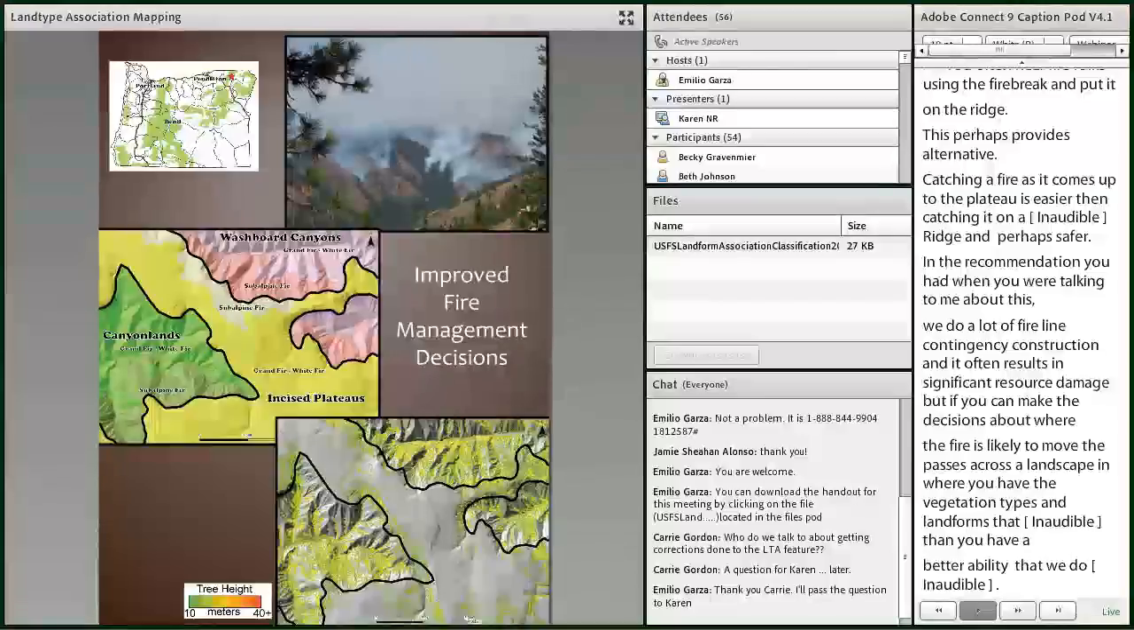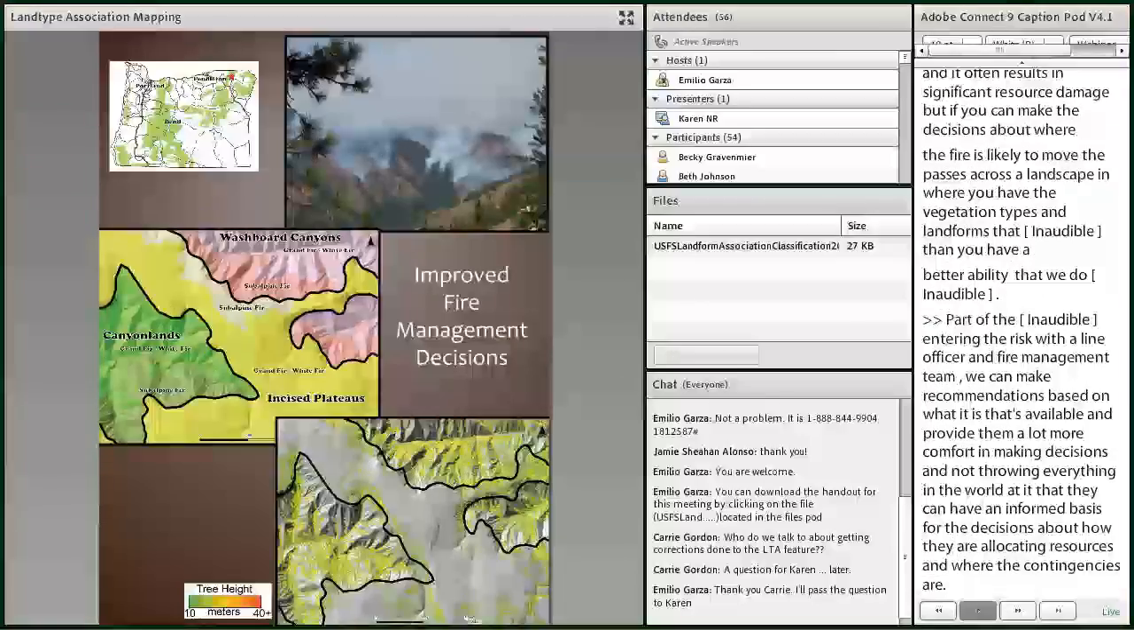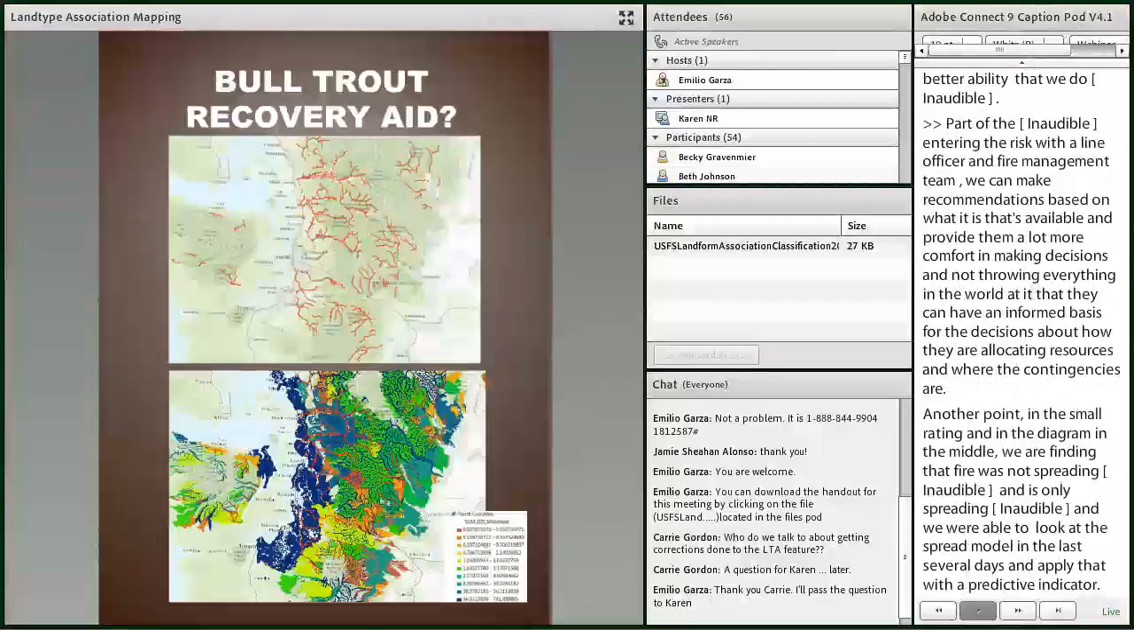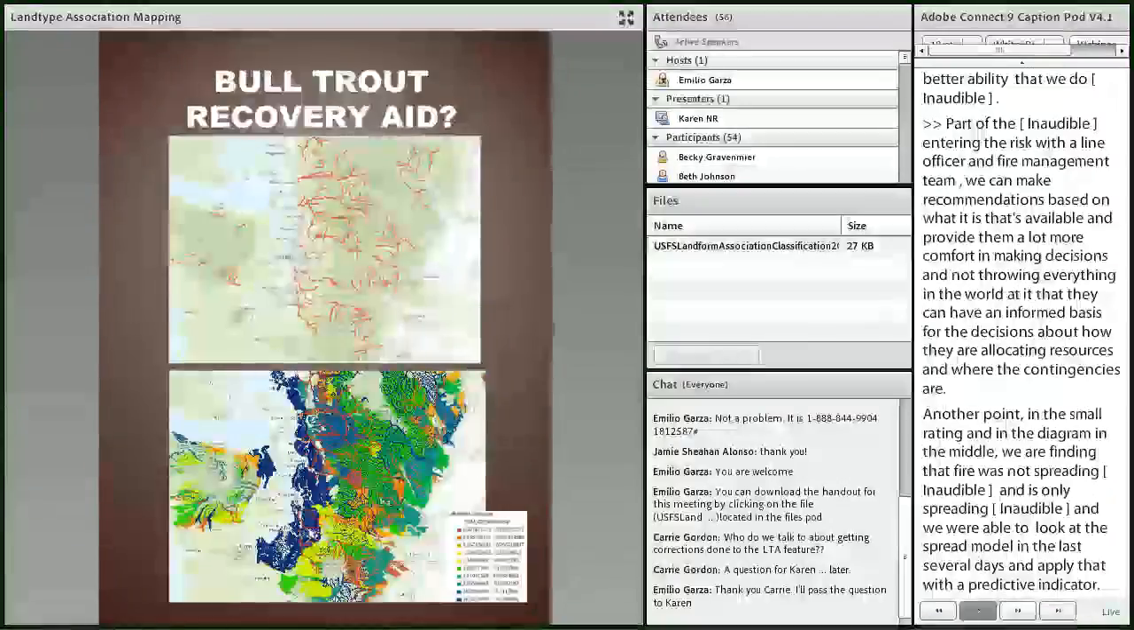Another important point on this is, it's hard to see here, but in the small writing in the diagram in the middle, we're finding that fire wasn't spreading in the subalpine fir. It was only spreading in the grand fir, white fir. So we were able to look at the spread models from the last several days and apply that as a predictive indicator. So again, they can focus their efforts where the greatest risk is. So excellent tools for that, I think, in the future.